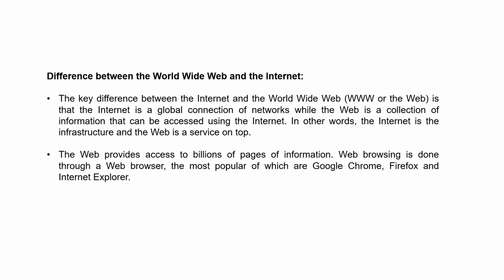Difference between the World Wide Web and the internet. One can be confused with what is World Wide Web and the internet. The key difference is that internet is a connection of networks, or it is the infrastructure, while the web is a collection of information that can be accessed using the internet. In other words, we can say internet is an infrastructure and web is a service on top. And web browsing is done using a web browser. Examples of web browsers are Google Chrome, Firefox, Internet Explorer, etc.